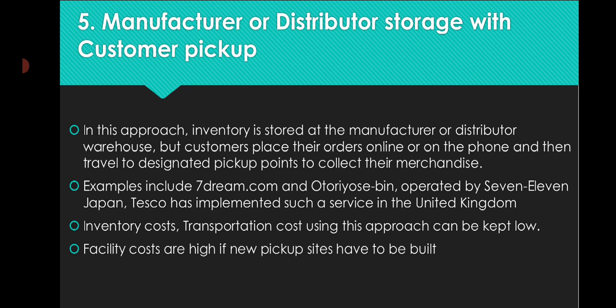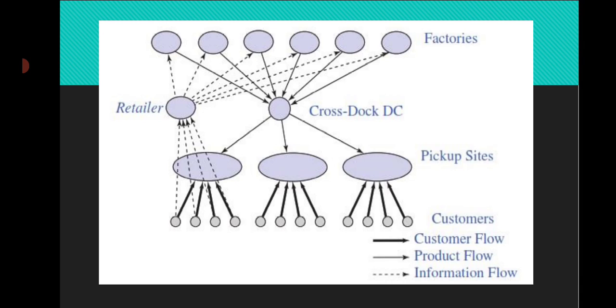Then manufacturer or distributor storage with customer pickup. In this approach, inventory is stored at the manufacturer or distributor warehouse, but customers place their orders online or by phone, then travel to the designated pickup points to collect the merchandise. Example, 7dream.com operated by 7-Eleven Japan. Tesco has implemented such a service in the United Kingdom. Inventory cost and transportation cost using this approach can be kept low. Facility costs are high, as new pickup sites have to be built. Observe the cross-dock DC and pickup sites, shown very clearly here.